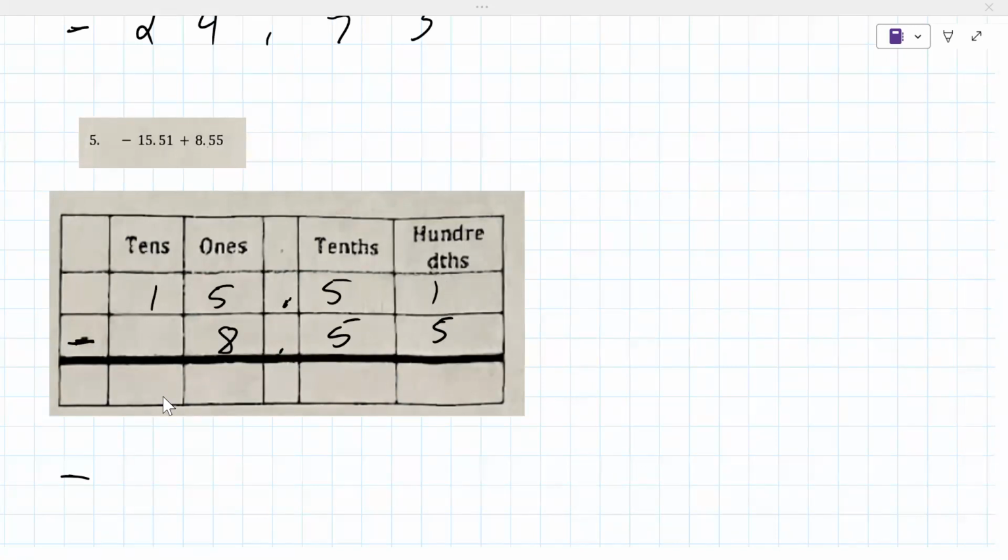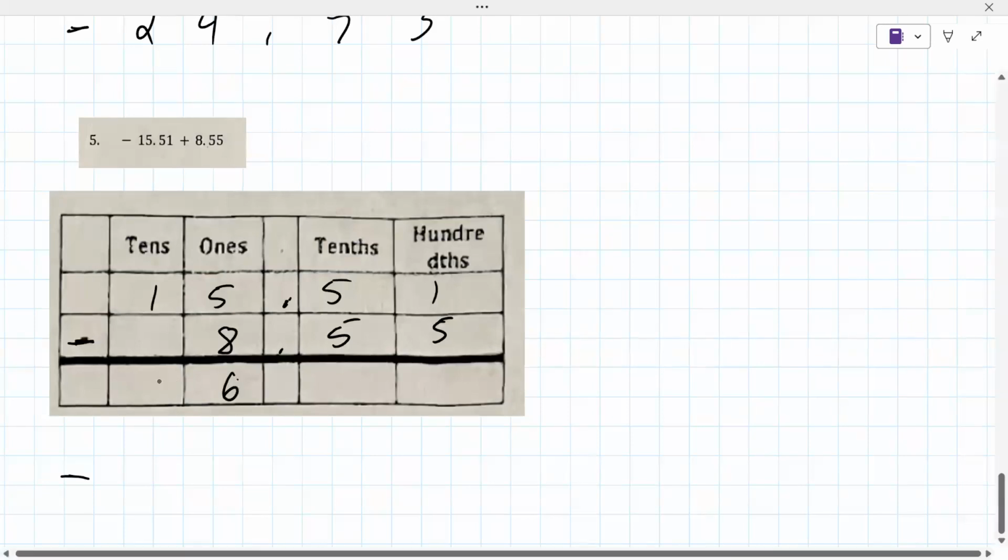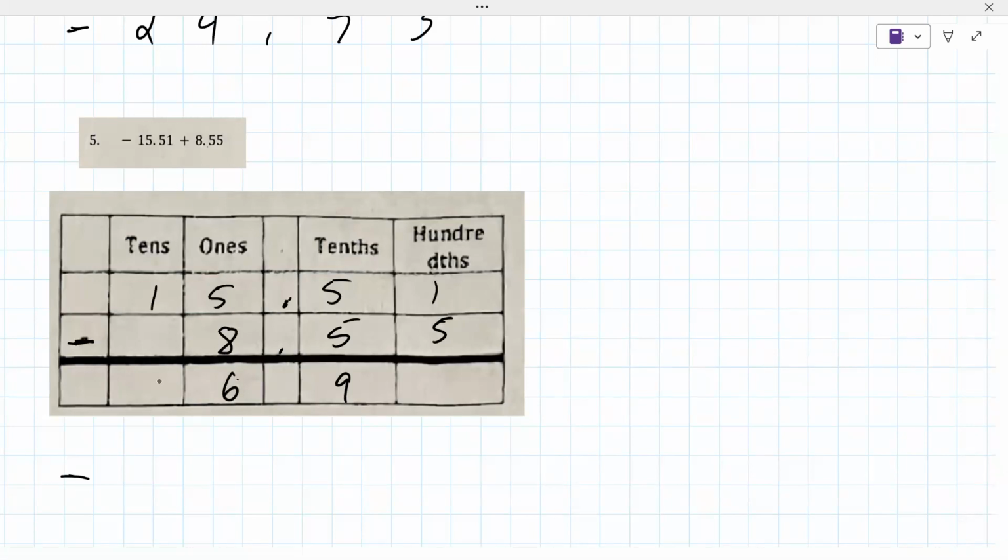So for that one it is negative 6.96. And then the next one is... You said 96? Yeah. Negative, okay, yeah, negative 6.96. Good. Okay. And then the next one is 90.90. Okay, very good.